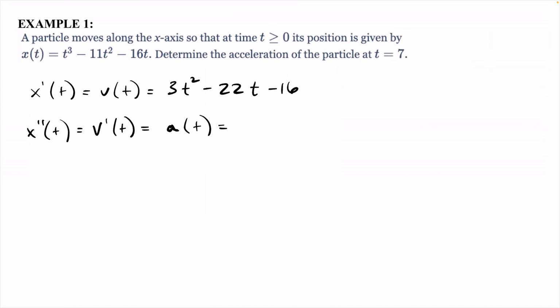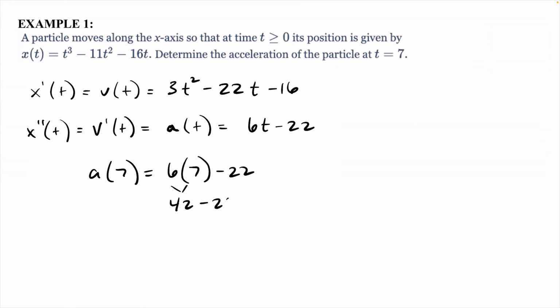Acceleration. So find the derivative again. 6t minus 22. T is 7, right? Plug in 7 for t. 20. Now, it is a rate, but they don't tell us units. So if they don't tell us units, you don't have to write the rate. Okay. That's a great question, though, to ask.